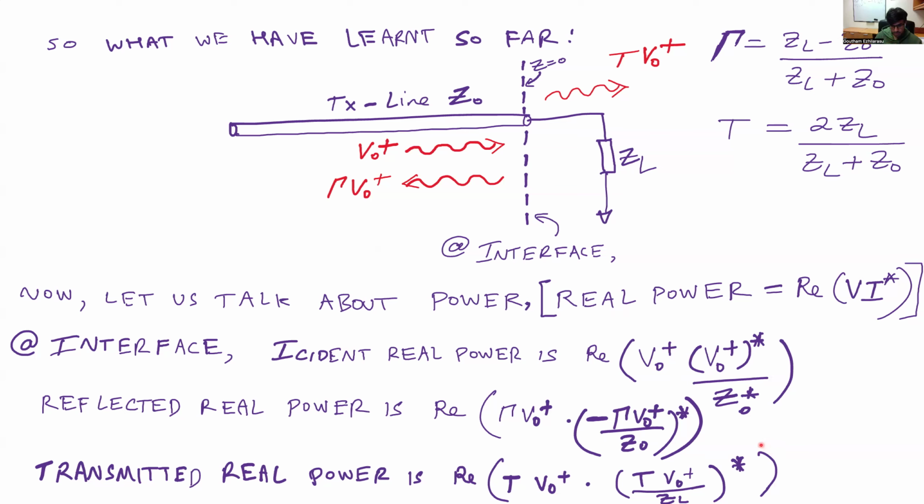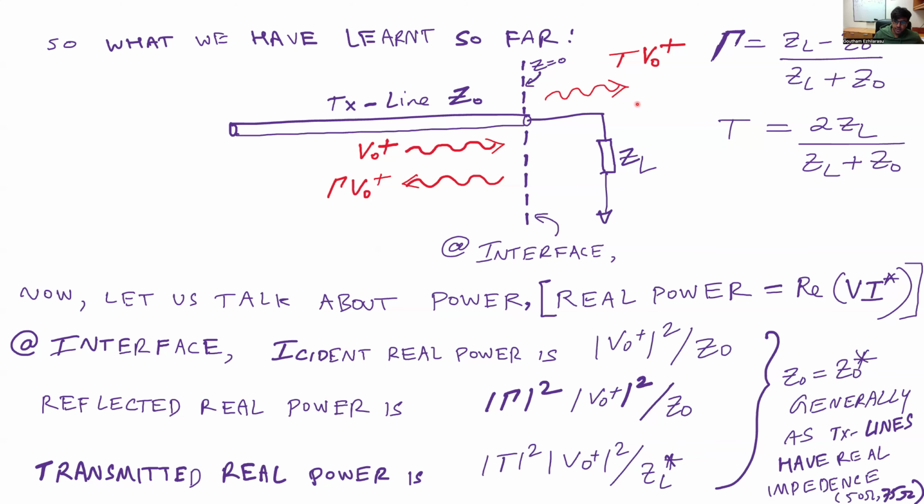Notice here, and this is very important, that for the incident wave and the reflected wave, to determine the current, we had divided by the characteristic impedance Z naught. But for the transmitted wave, to get the current, we had divided by ZL. Because remember, the transmitted wave is now going into this region which has an impedance ZL, and therefore you have to divide by ZL to get the current, and not Z naught, because Z naught was actually located at z equals 0 minus, not z equals 0 plus.